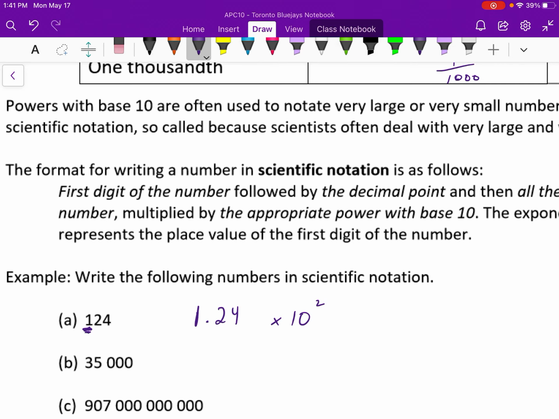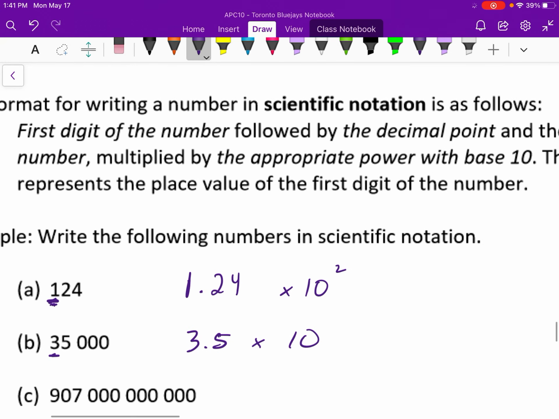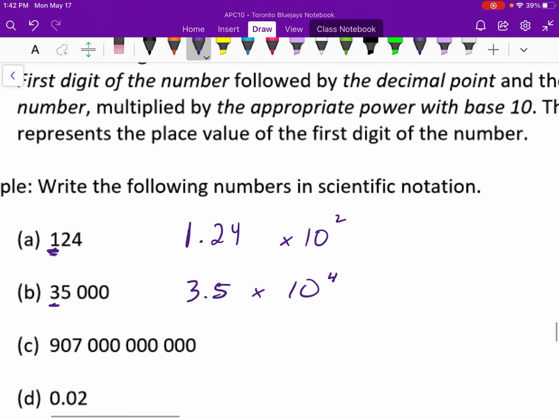How do we represent 35,000 in scientific notation? Well, it's 3.5 times 10 to the power of, well, what does this 3 represent? Well, I know that it's ten thousands. You could look up at the table above, but ten thousands is 10 to the power of 4 because it's one magnitude more than 1,000, right? 1,000 is 10 to the power of 3, 10,000 is 10 to the power of 4.